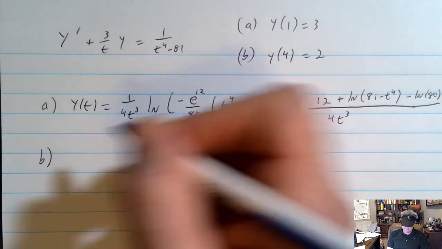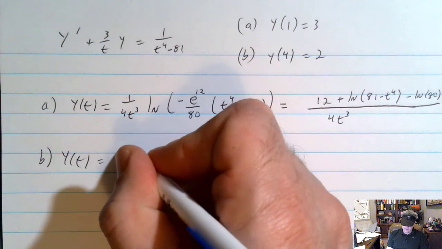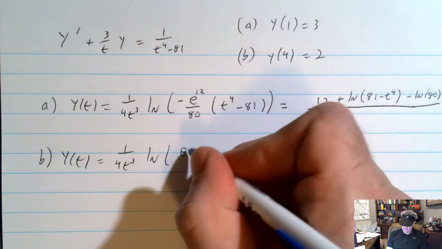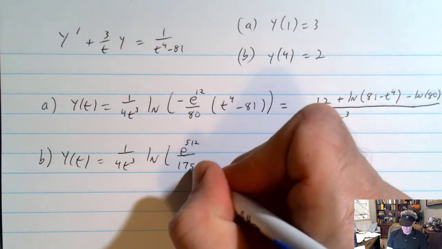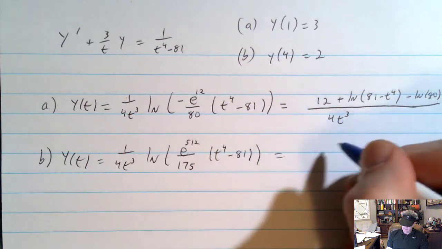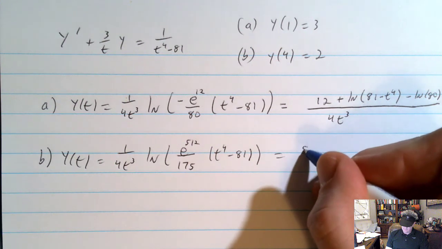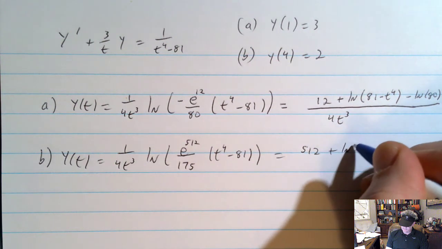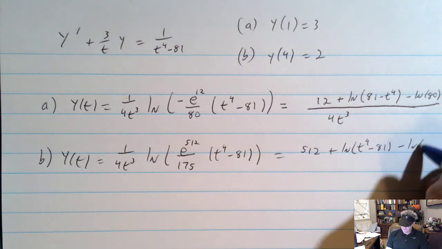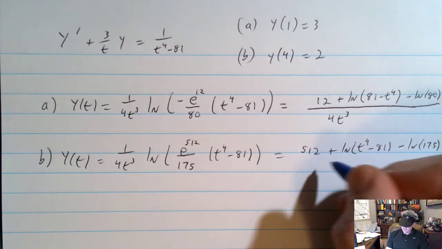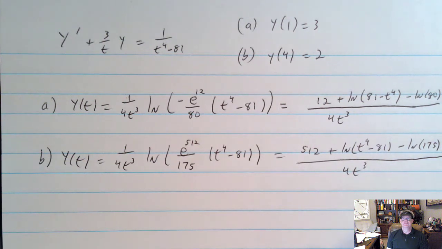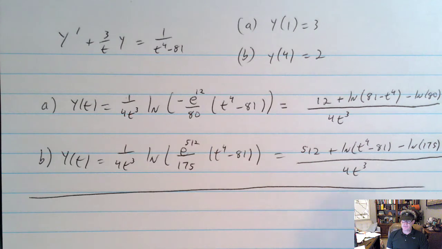For part B, y of t, very similar. Natural log, so here was e to the 512 over 175 times t to the fourth minus 81. So that equals 512 plus log of t to the fourth minus 81 and minus log of 175, all over 4t cubed. All right, so that recaps our answers.